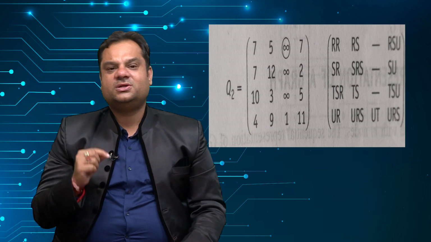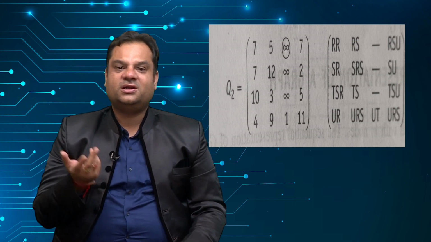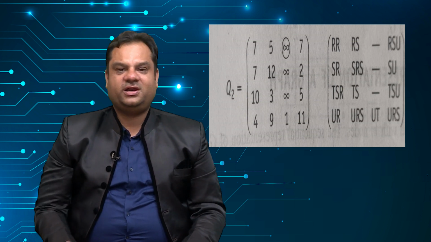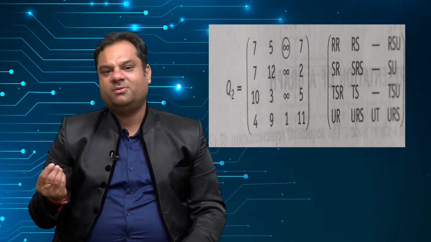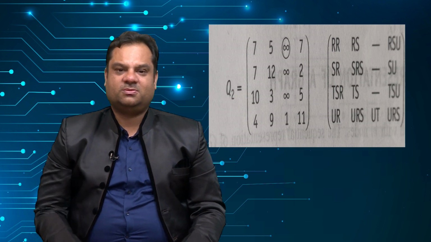Now the second row, 7 as it is, no changes, 12 as it is, no changes, already done. The third one, there is no direct edge from S to T, again infinite. Then S to U again 2, there are no changes, no minimum cost will be available over there. So we can replace this particular matrix.